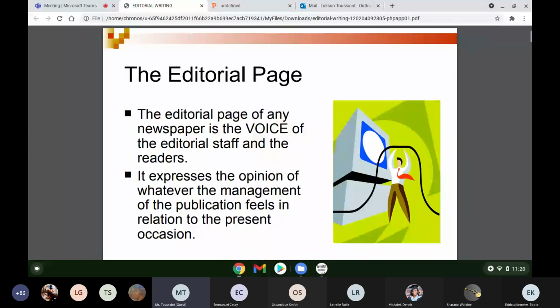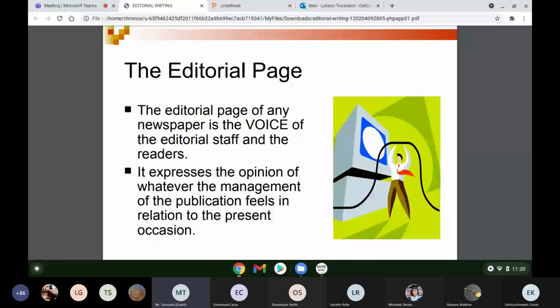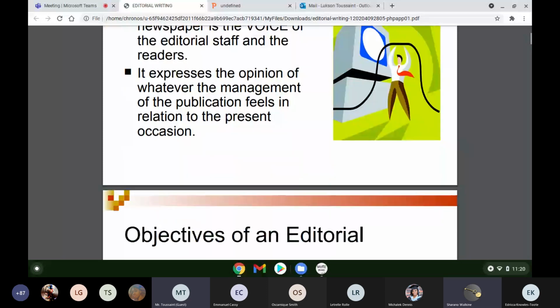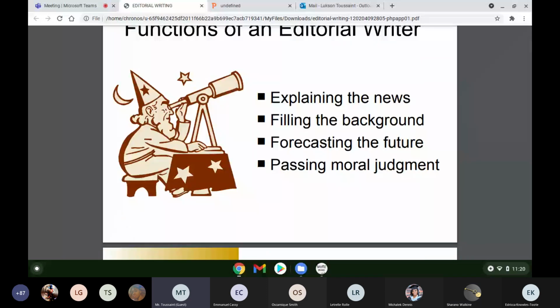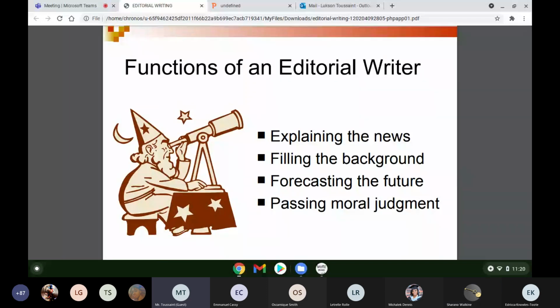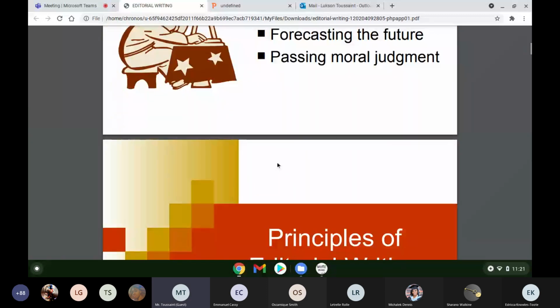So basically, as already mentioned, the editorial page of any newspaper is the voice of the editorial staff and the readers. All right, it expresses the opinion of wherever the management of the publication feels in relation to the present occasion. So it is the voice of the editorial staff, of those who are in charge of the newspaper. Let's move on, and we will look at the functions of it. The functions of an editorial writer is that they explain what's going on in the news. All right, they fill in the background. They forecast the future, predict the future, and they also criticize and pass moral judgment, letting you know, well, this is wrong or this is right or this is how they view it. So they give us that sense of criticism as well.